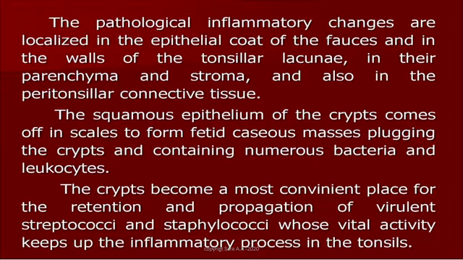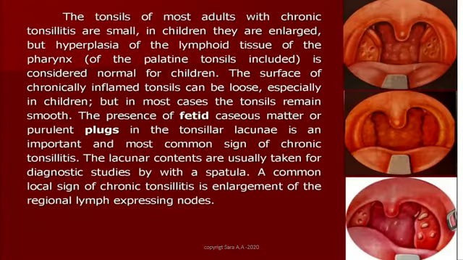The crypts become a most convenient place for the retention and propagation of virulent streptococcus and staphylococcus, whose vital activity keeps up the inflammatory process in the tonsils. The tonsils of most adults in chronic tonsillitis are small. In children they are enlarged, but hyperplasia of the lymphoid tissue of the pharynx is considered normal for children. The surface of chronically inflamed tonsils can be loose, especially in children, but in most cases the tonsils remain smooth.